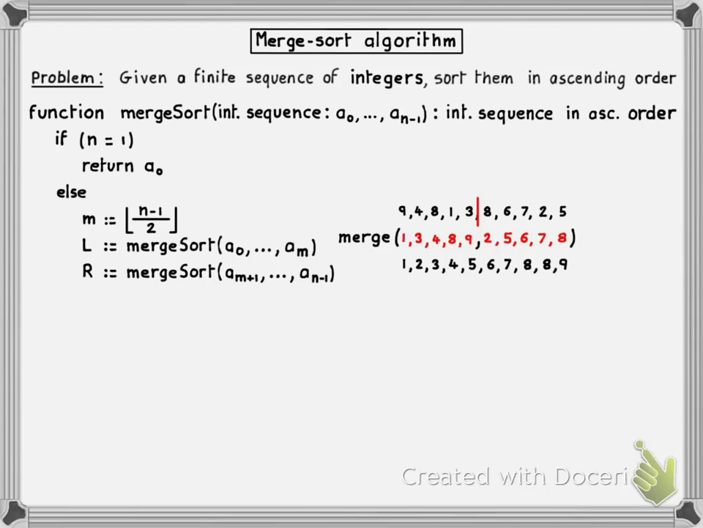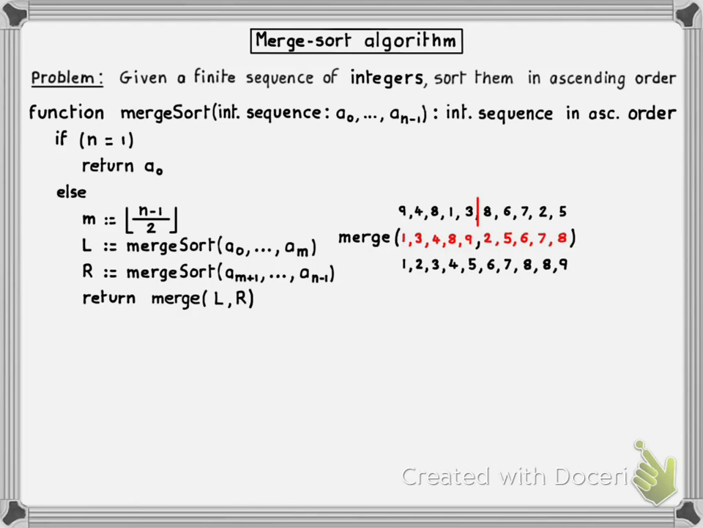So now we have two sorted sequences L and R, which we can just pass in to the merge algorithm, which will return a global sorted sequence that will be the return value for the original call to merge sort. And that is the complete description in pseudocode of the merge sort algorithm.